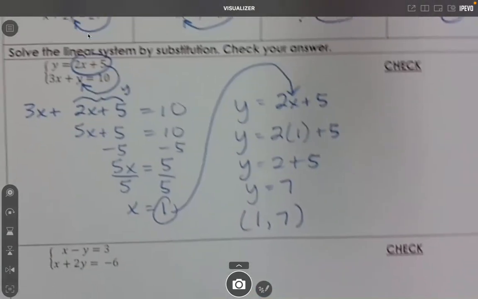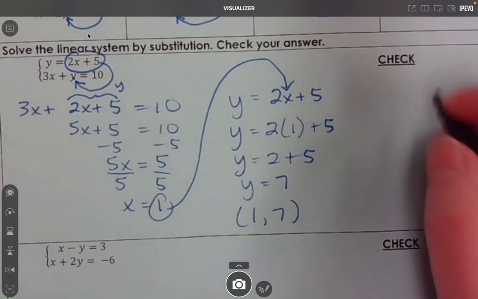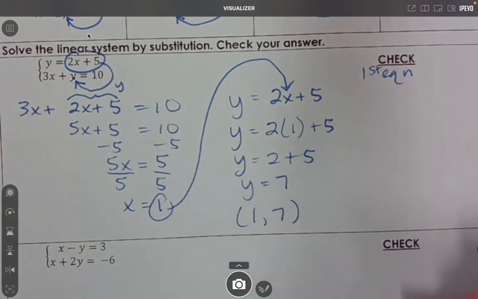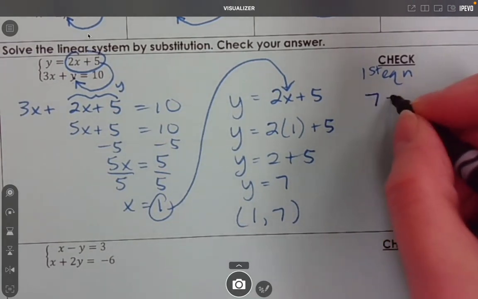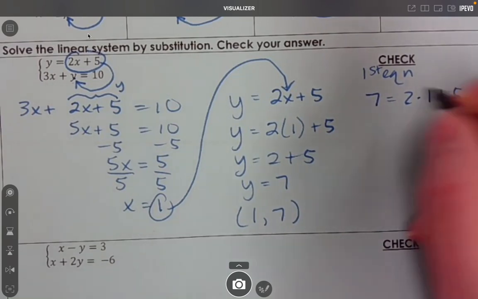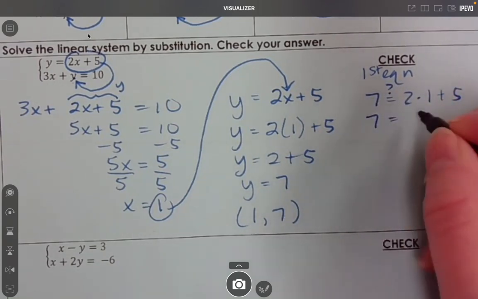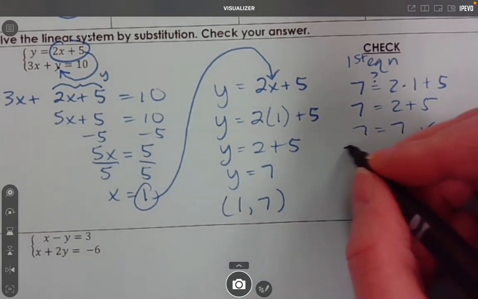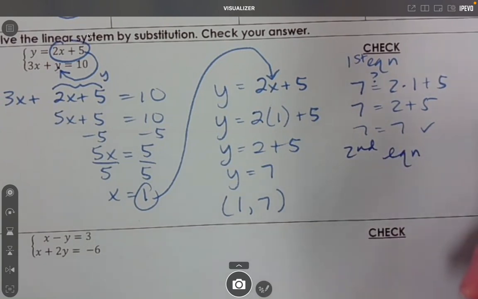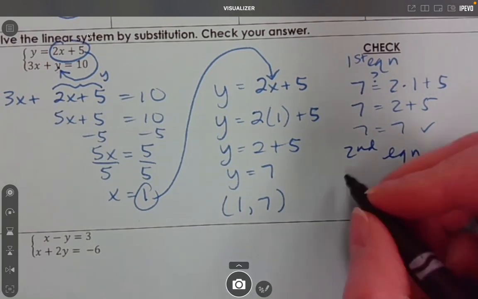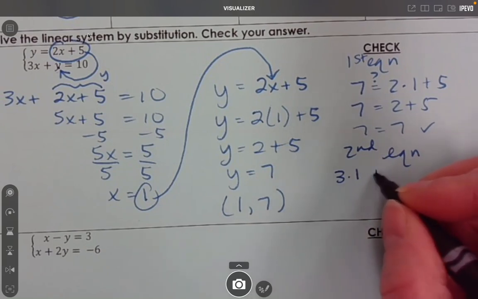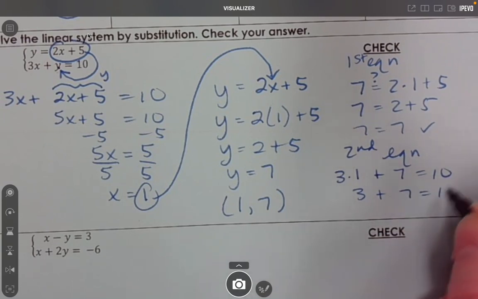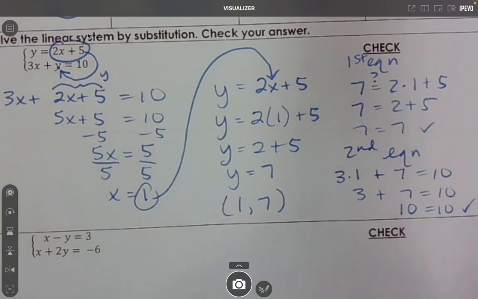Then I just want to do a quick check on my work. I'm going to check it in both equations. My first equation was y equals 2x plus 5. So I'm checking, does 7 equal 2 times 1 plus 5? I just used this one, so I know it's going to work. It works in the first equation. Then I want to check my second equation. That one says 3x plus y equals 10. So 3 times 1 plus y, and y is 7, equals 10. 3 plus 7 equals 10. 10 equals 10. So my answer checks.